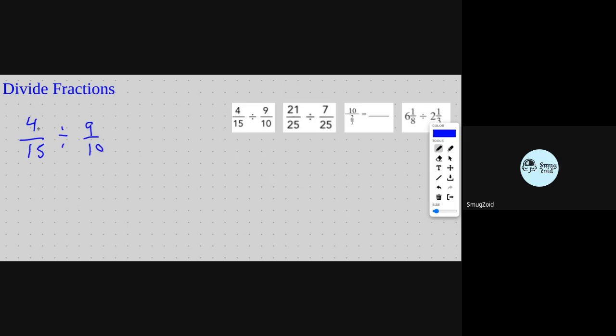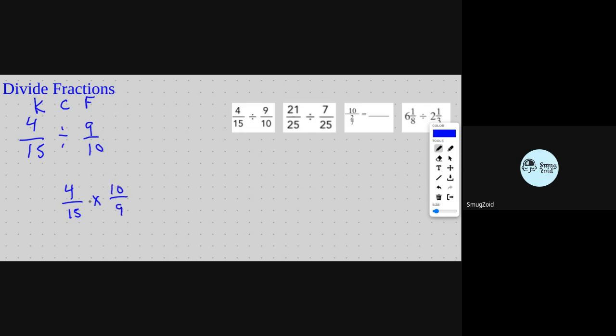You keep the first one. Keep, change, flip. All right. Keep our first value, 4/15. Change the sign to multiply. Flip these to 10/9.